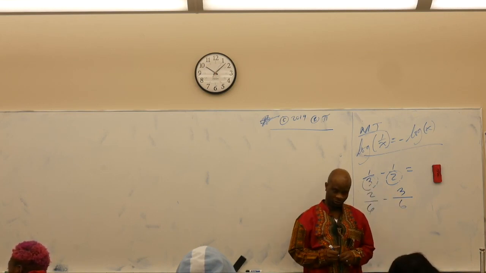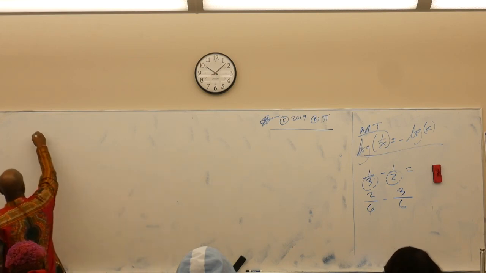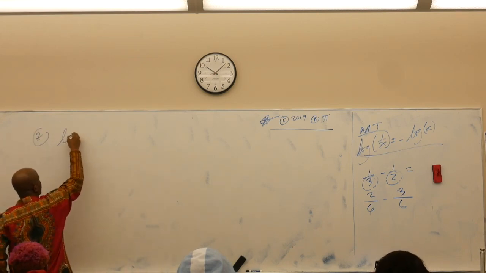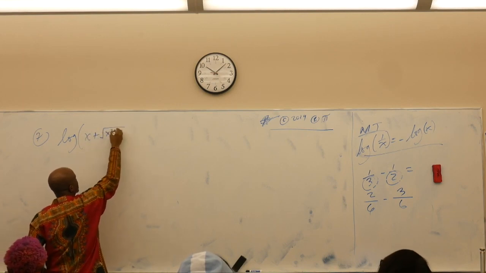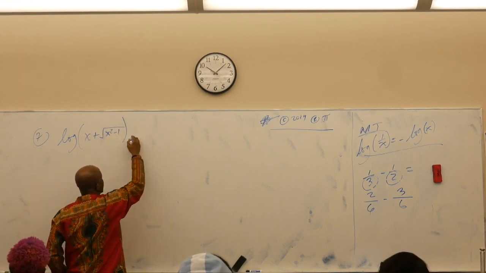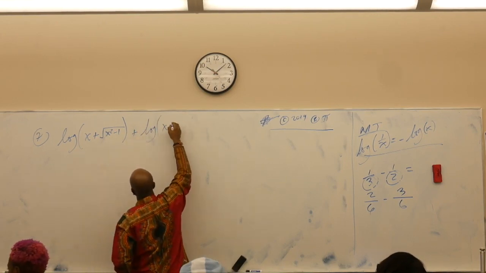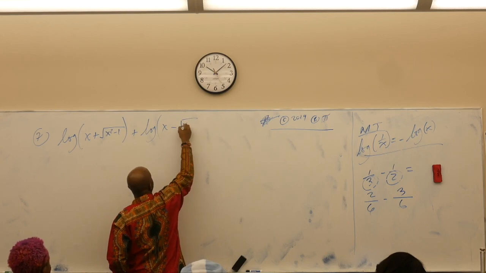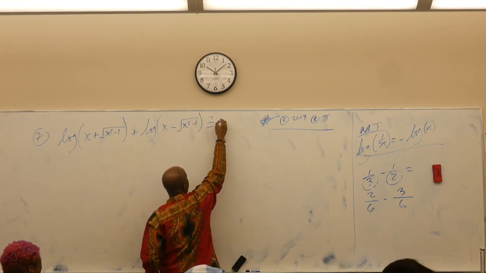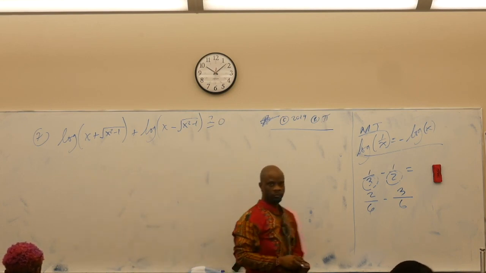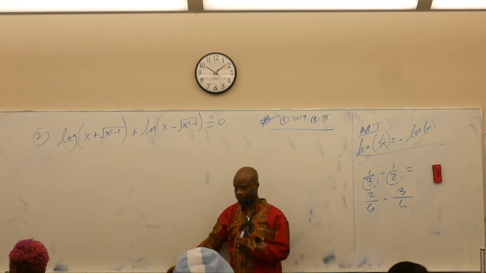So, are you sure? x plus the square root of x squared minus 1. So the log of x plus, and plus the log of... they want us to show that that is equal to 0. That's number 7. We need to show that that will be 0.